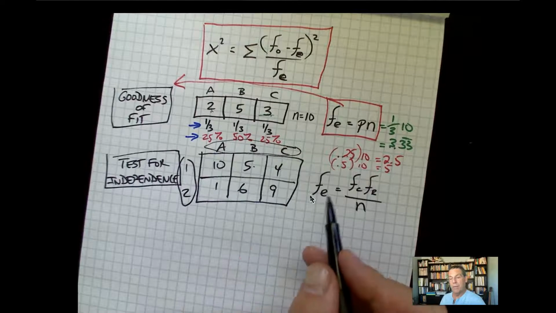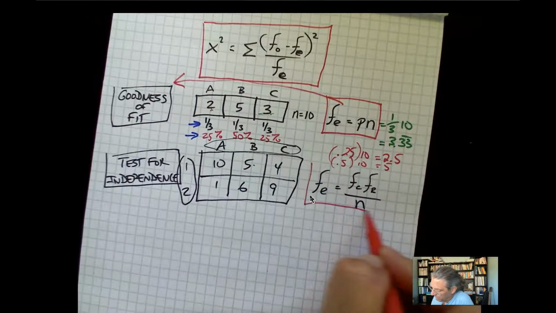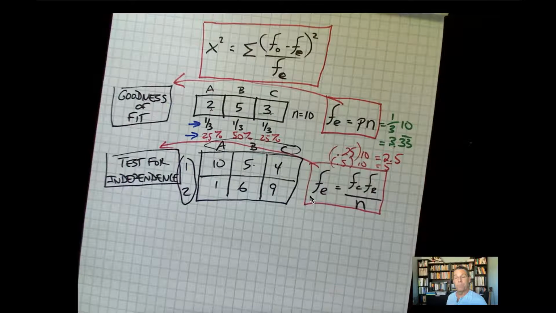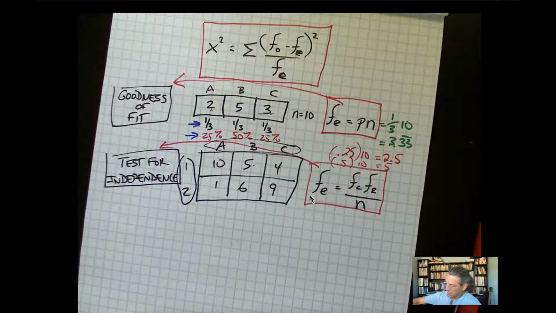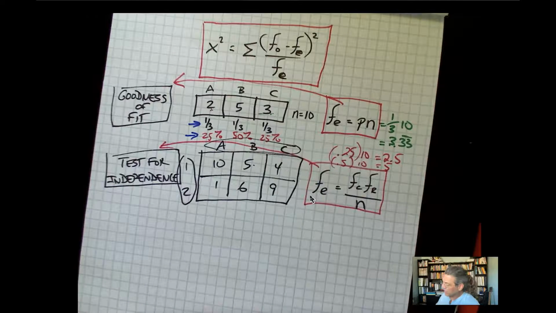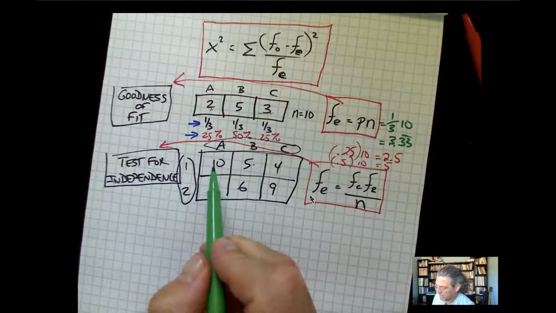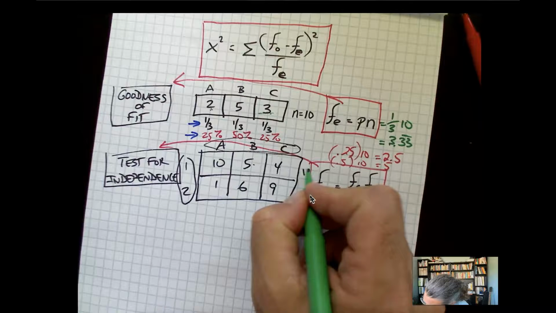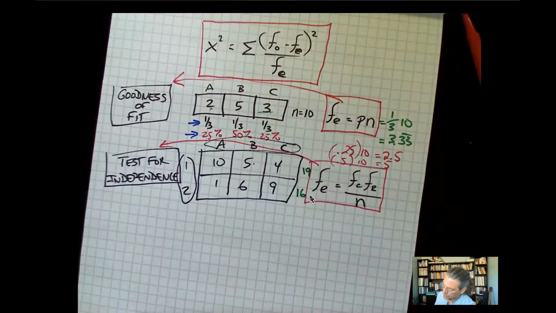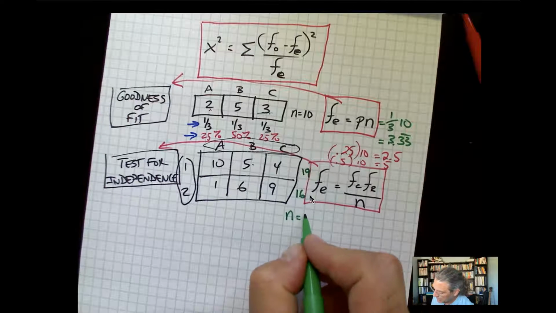But then we've got to figure out the expected frequencies, and we use this version of the formula. So this is the version for the test for independence. And to do this, what we have to get are the row totals and the column totals, or the frequency for the row and the frequency for the column. So the frequency for this row right here is 10 plus 5 plus 4. So that's 19. The frequency for this is 1 plus 6 plus 9 is 16. Okay? Now we can get a total n here of 19 plus 16 is 35.